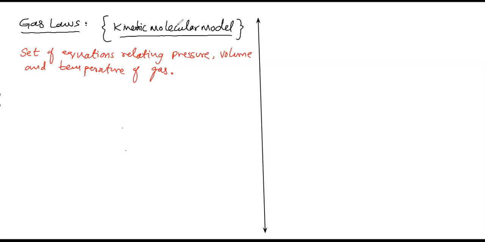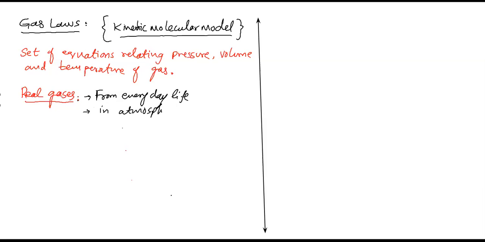Okay, then as we know, there are two types of gases. One is real gases. What are the real gases? The gases which we find in everyday life are examples of real gases. So we can say from everyday life, and then in atmosphere, our atmosphere consists of real gases. What's the feature of real gases?